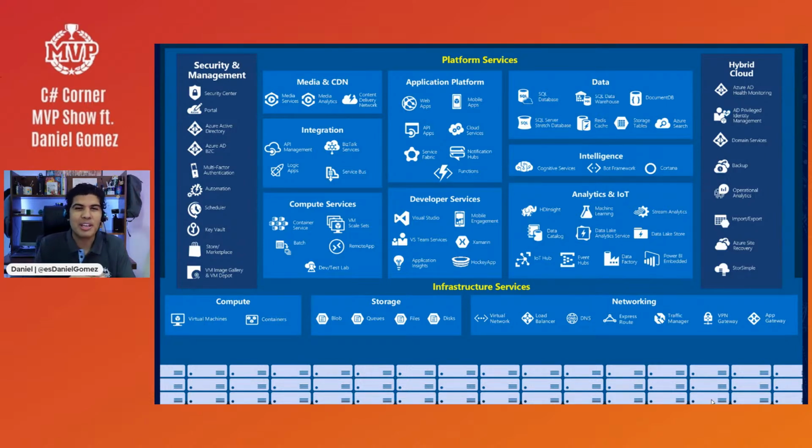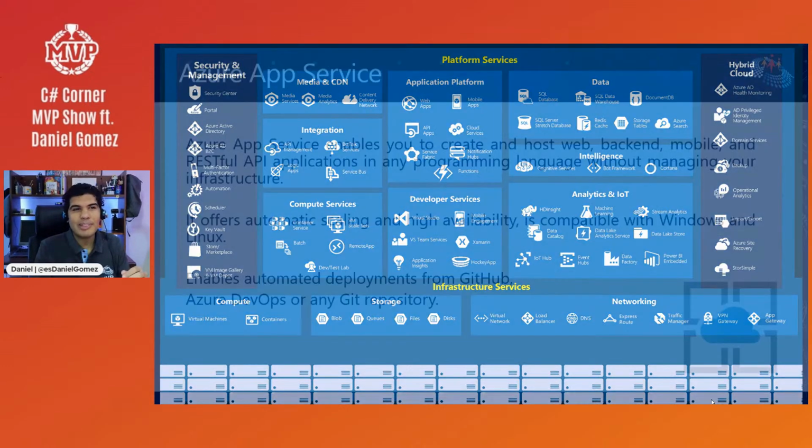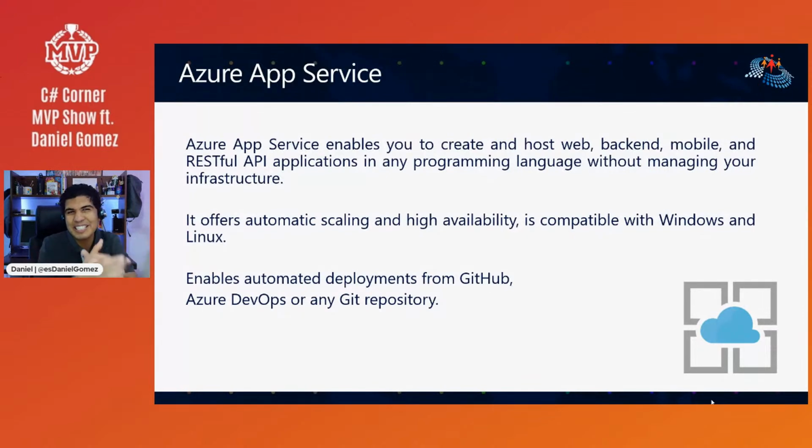So today, for example, we can learn about it. In other cases, we can find cognitive services to work with personalized models about machine learning, and other environments in our platform services. So today we focus on application platform. So here is the description about Azure App Service.